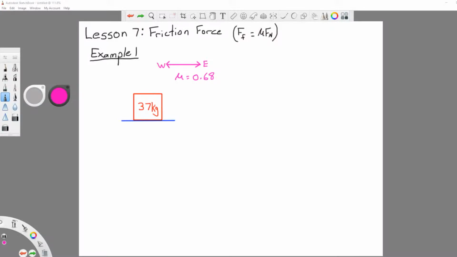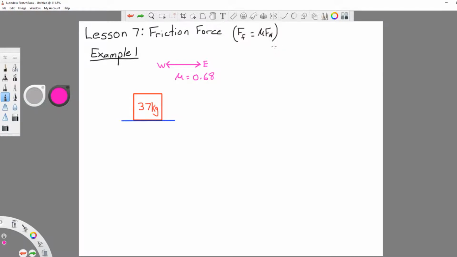Alright, and welcome to Unit 3, Lesson 7 on the force of friction. In this lesson, we're going to be going over example number 1. And a little bit before we get going, though, I'd like to dip into discussing the formula itself for friction. So I have it written up here. The force of friction, force with little f, is equal to the coefficient of friction times the normal force.